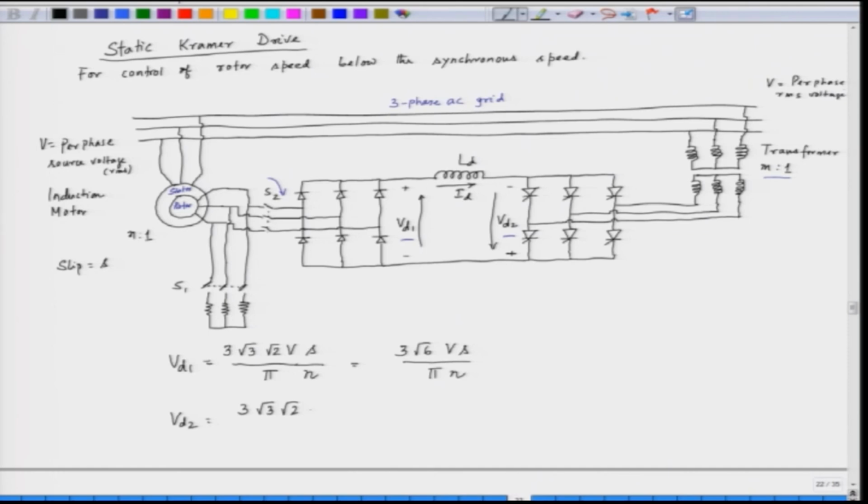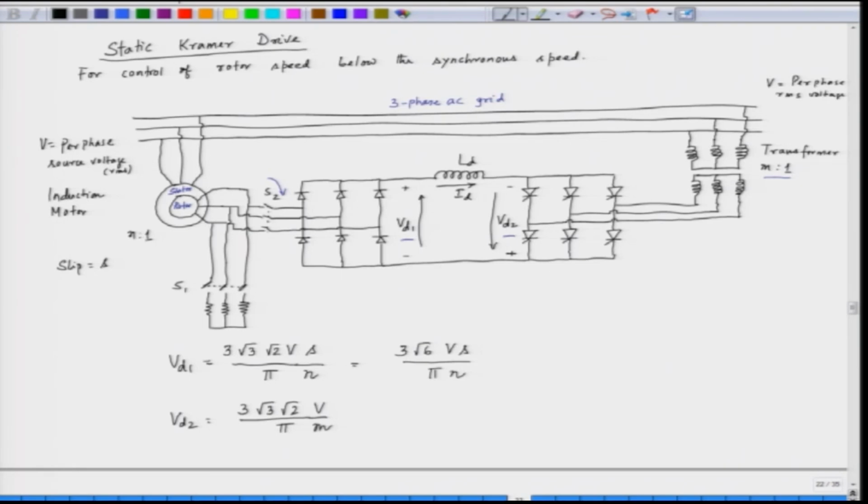So, that is V here. So, 3 Vm by pi, and the transformer has a turns ratio of m is to 1. So, in the secondary side, this will be appearing as this by m. So, this is the expression for VD2. So, we have the expression for VD1 and VD2, but the output in this case has to be controlled.